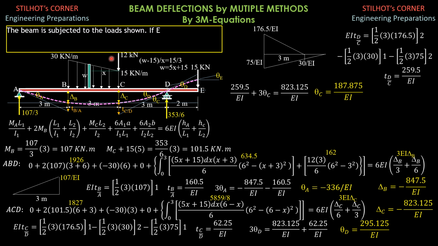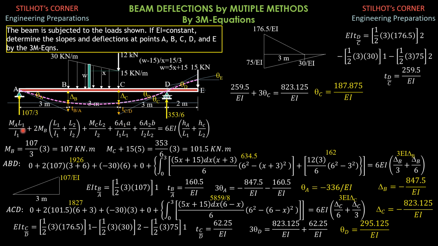So the beam is subjected to the loads shown. If EI is constant, determine the slopes and deflections at points A, B, C, D, and E by the three moment equations. So this is the deflected shape and the reactions from the previous methods, or you can check this on your own because this is a determinate beam.